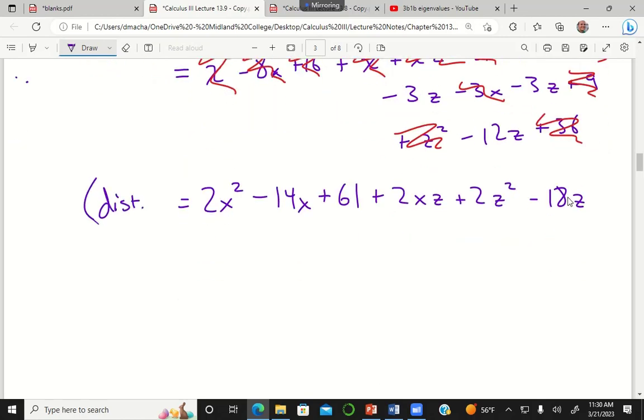Again, this is my distance squared, and so this is what I'm trying to minimize. If I can minimize distance squared, it's also the same as the minimum distance.